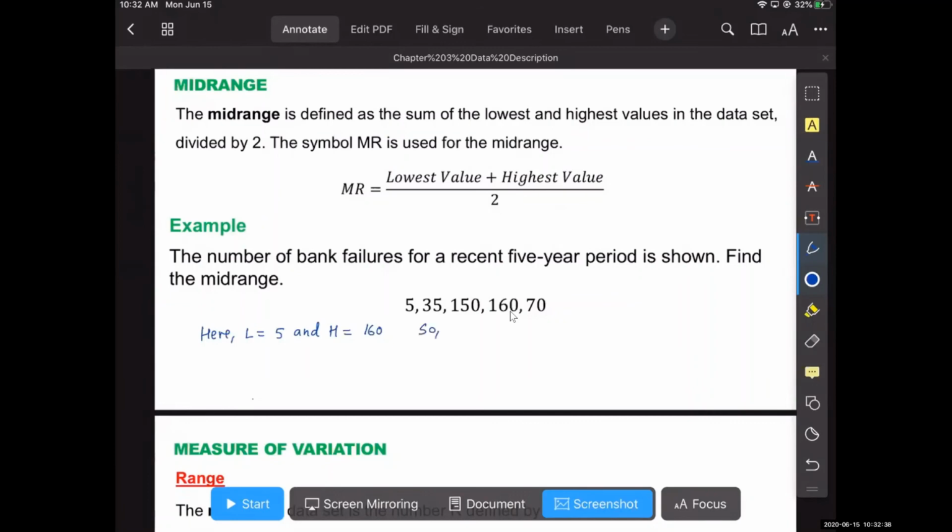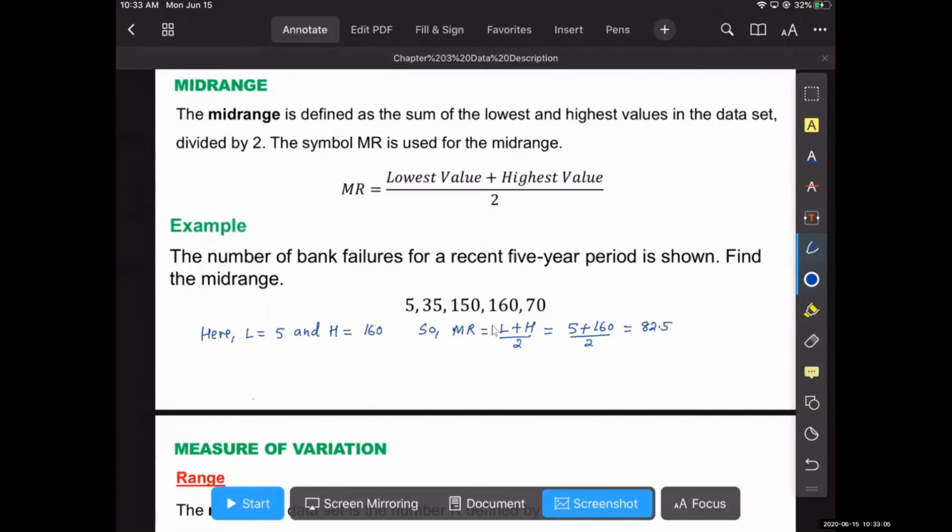So your mid-range is the lowest value plus highest value divided by 2. Lowest value 5, highest value 160. So the sum is 165, divided by 2, which is 82.5. Yes, that is right. 82.5 is the mid-range.